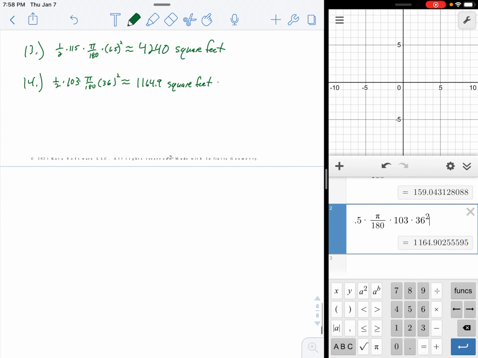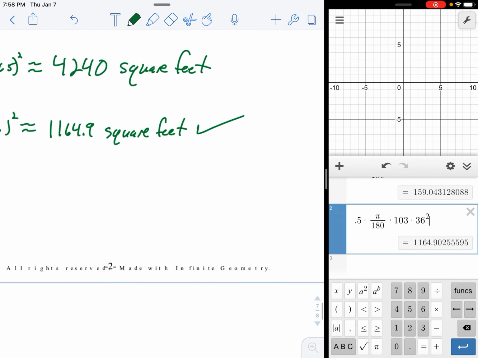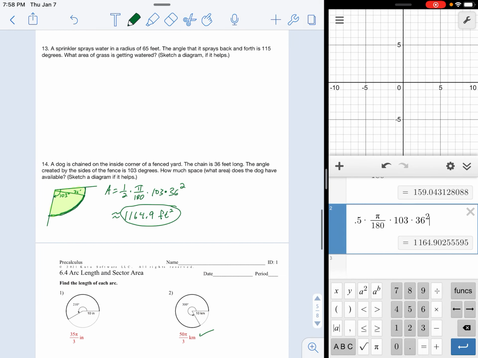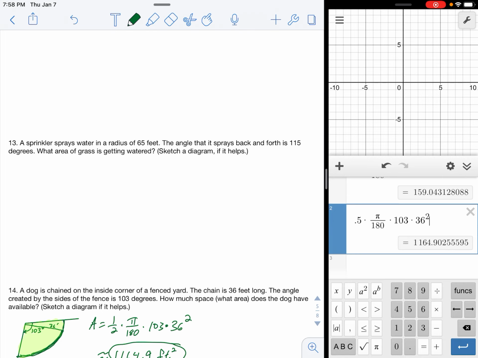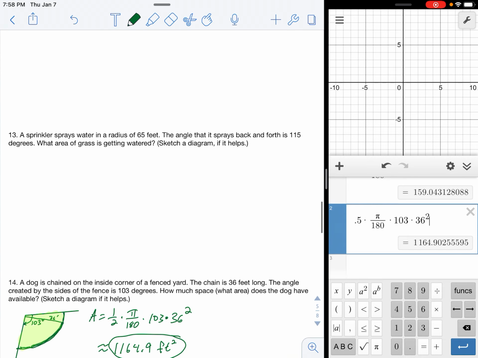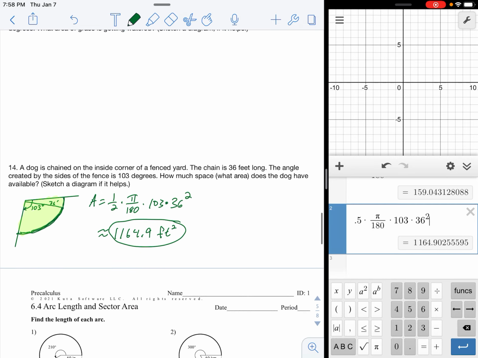Again, not that you would want a dog to live that way, but there you go. Number 13 is more humane. It's about a sprinkler running in the same kind of an idea. It's running in an arc like that. So what surface area of the lawn is getting watered? A lot better than chaining a dog up.